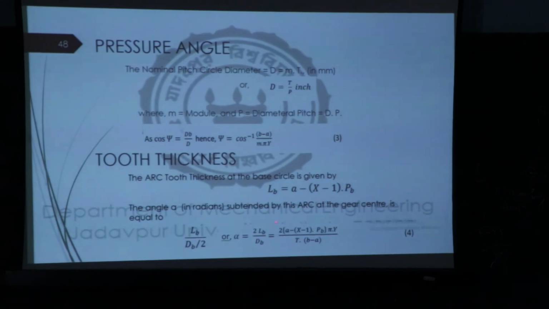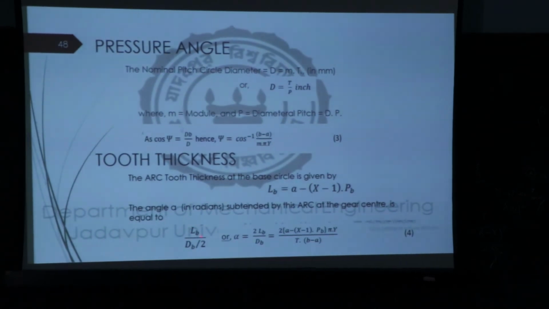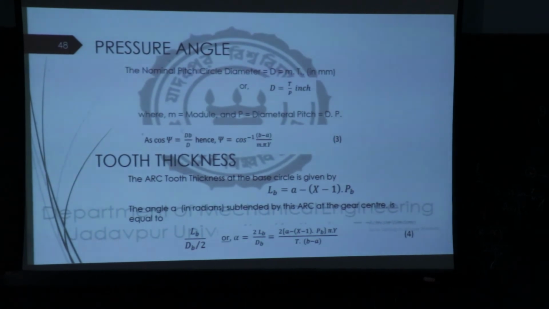Once you know the tooth thickness, you can also find out the angle subtended by this arc at the gear center, because as you know S equals R into theta. So theta is nothing but S by R.